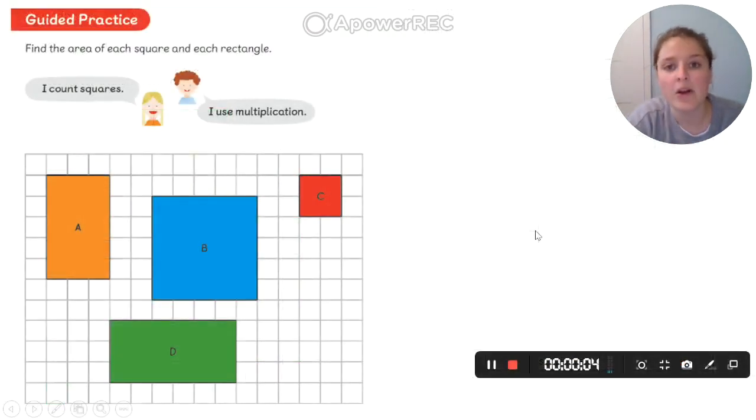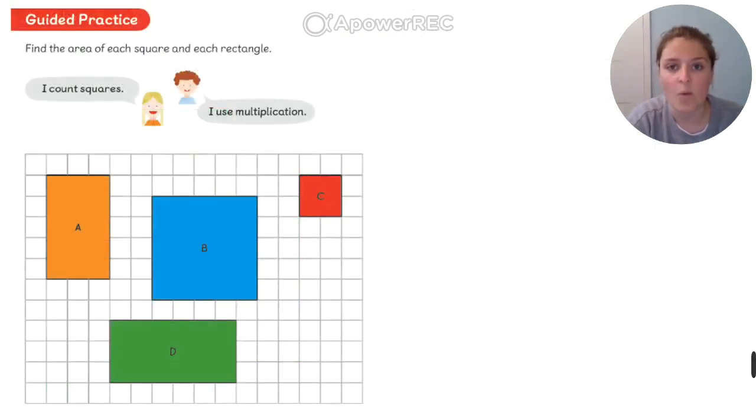Okay, now we're going to look at how to find area when we can't just count the squares, when we know the width of a shape and we know the height of a shape, and how we find the area for that. So I've got some shapes here. Have a little look at them, pause the video, and just have a think. How would you find the area of this shape?